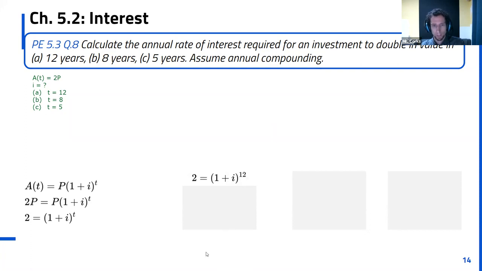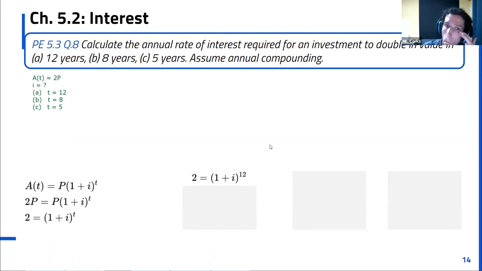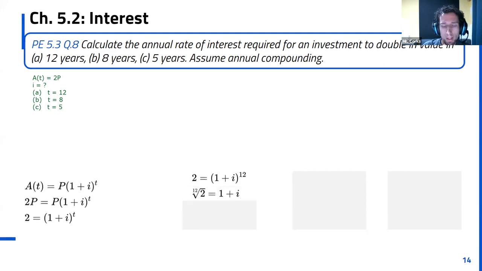All right, so what is our next line? Using our exponent rules, what do we have? Move the exponent to the left. And okay, so what will the left side be? 2 to the exponent 1 over 12, or just the 12th root of 2. Okay, and that's equal to 1 plus I. And if we simplify that, then the 12th root of 2 minus 1 equals I.